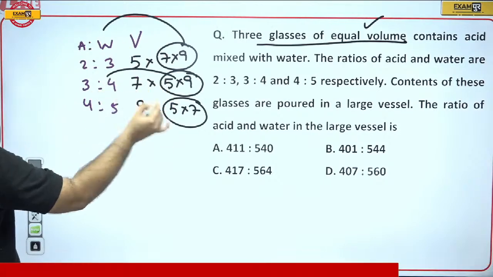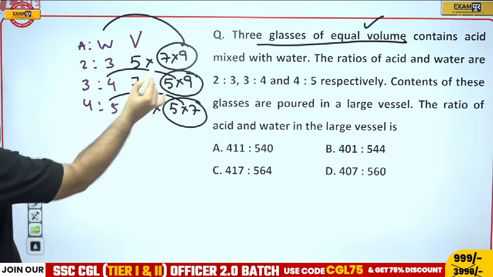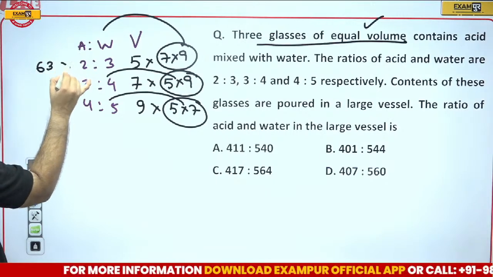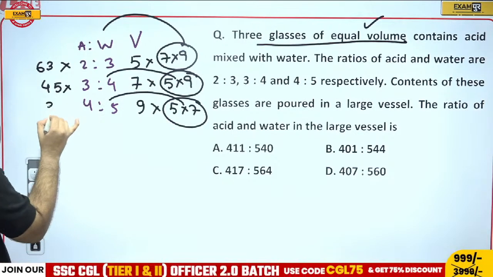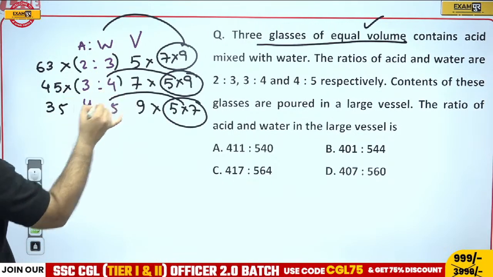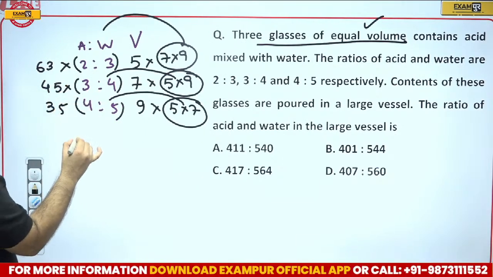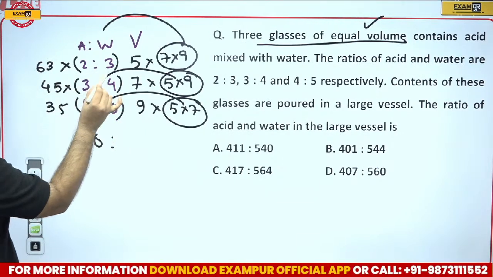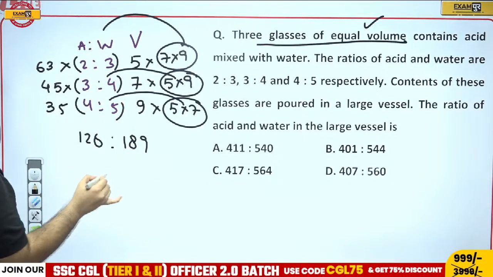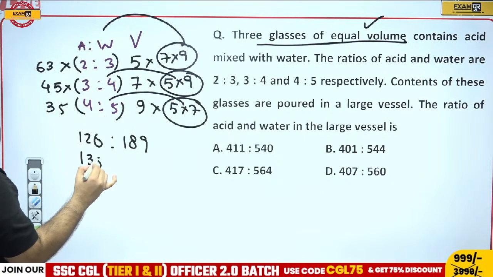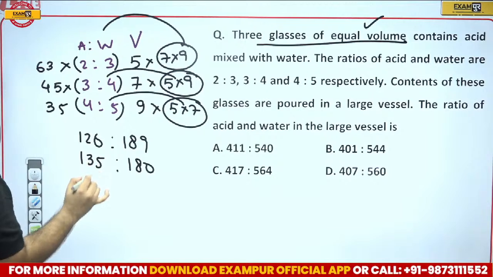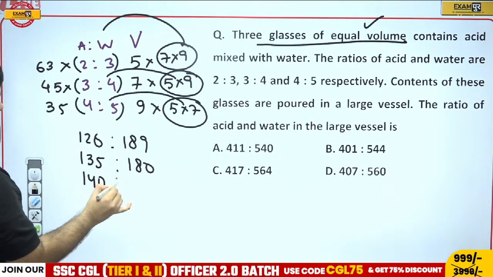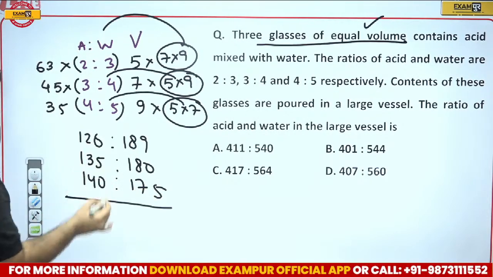Multiply in the ratios. 9 7 is 63. 5 9 is 45. 7 5 is 35. 63 2 is 126. 63 3 is 189. 45 3 is 135. 45 4 is 180. 35 4 is 140. And 35 5 is 175. 6 plus 5, 11.